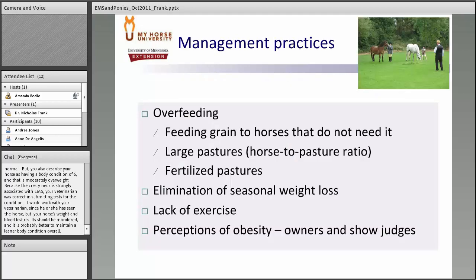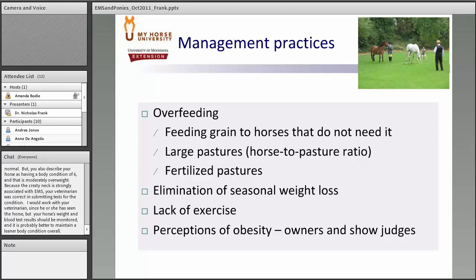So if we look at the management practices for modern day keeping of ponies and horses, then one thing that we recognize is that if we feed grain to an animal that does not require it, if we feed grain to a pony that doesn't require it, and that animal has an efficient metabolism and has the likelihood of becoming obese, then feeding grain to an animal such as that is going to lead it down the path of obesity and then into metabolic syndrome, potentially, and laminitis.